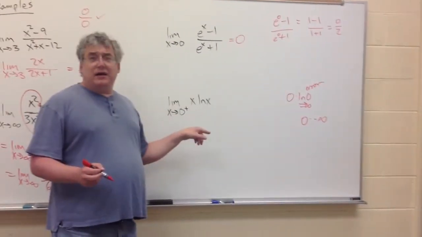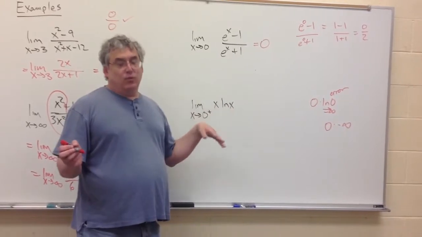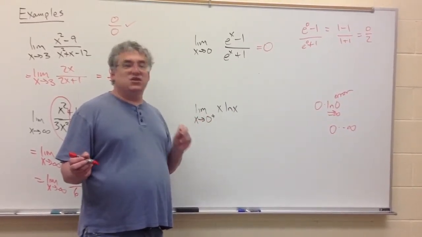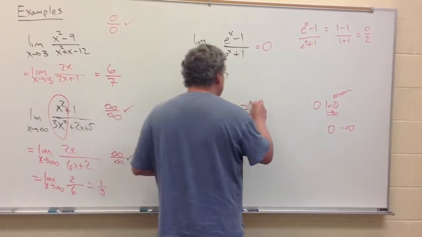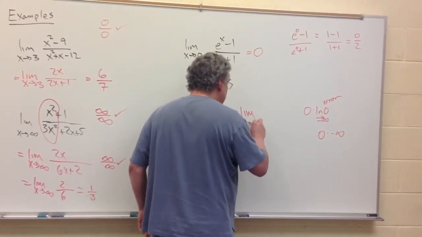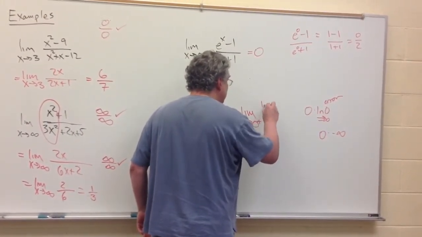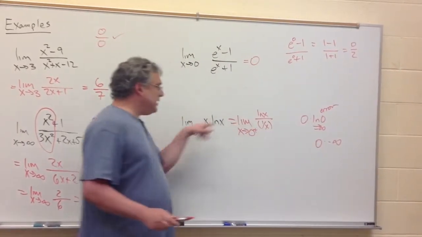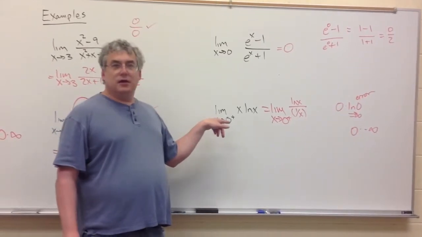I could put one of them on the bottom. Well, not directly, I could make it 1 over something. And which one do I want to put on the bottom? Well, I want to put the one that is easier to work with. So I'm going to rewrite this, not using L'Hôpital's rule yet, as the ln of x over 1 over x. That's the same thing, right? Hopefully you can see, yeah.